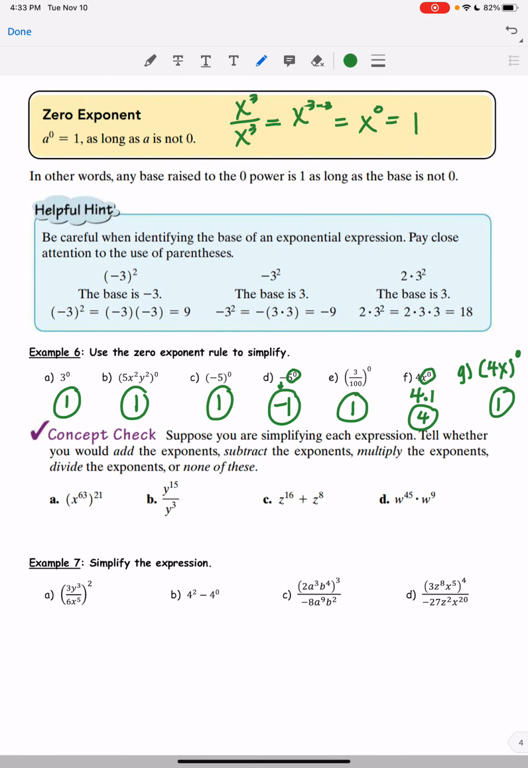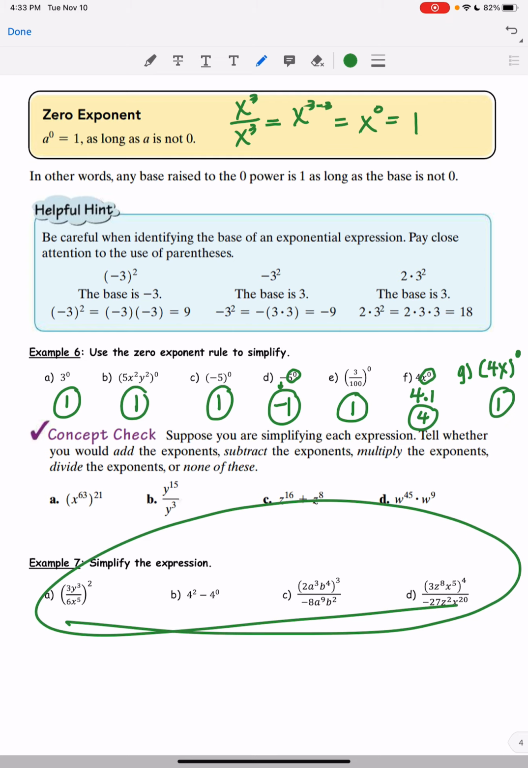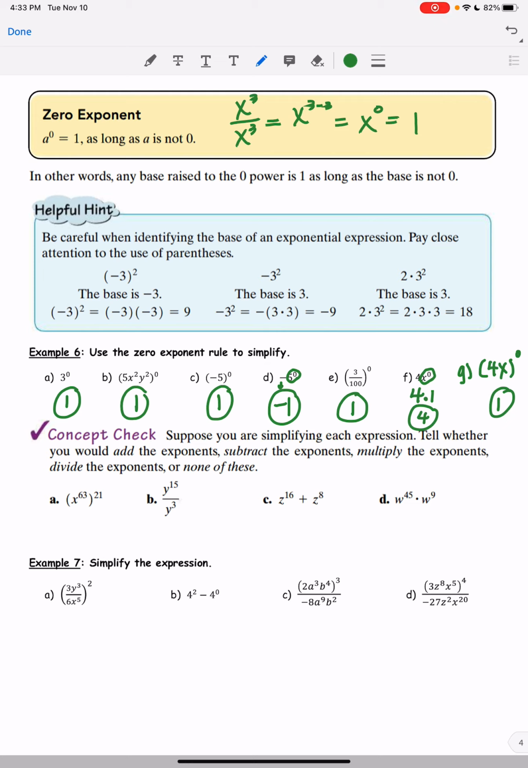So that is literally all of our rules, but you've got to know when to use what rules. And in these cases, we've got multiple rules going on at the same time. So let's look at our concept check here. It says, suppose you're simplifying the expressions. Tell whether you would add the exponents, subtract the exponents, multiply the exponents, divide the exponents, or none of these. A little hint, there's not a rule that tells us ever to divide exponents. So on A, you have a power to a power. When you have a power to a power, that means you are multiplying.